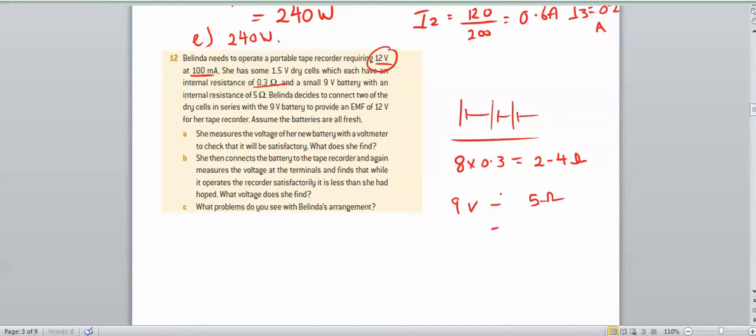She'd then have to have 2 1.5 volts in series with that, which would then give 5.6 ohms of total resistance. Belinda decides to connect 2 of the dry cells in series with a 9 volt battery to provide an EMF of 12 volts for a tape recorder. Assume the batteries are all fresh. She measures the voltage of her new battery with a voltmeter to check whether it's satisfactory. What does she find?